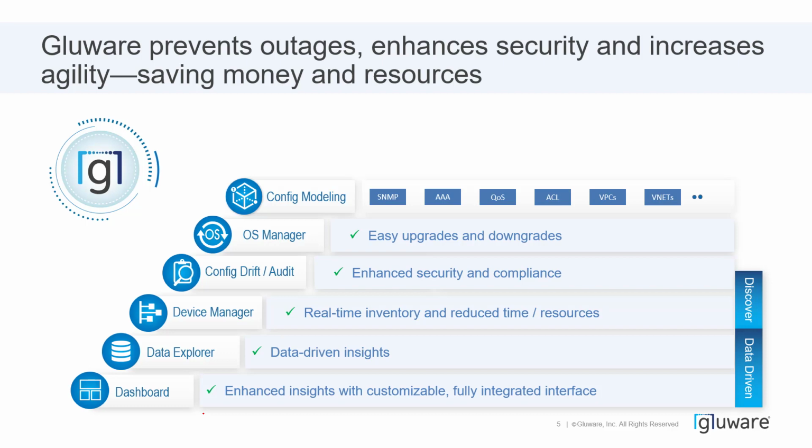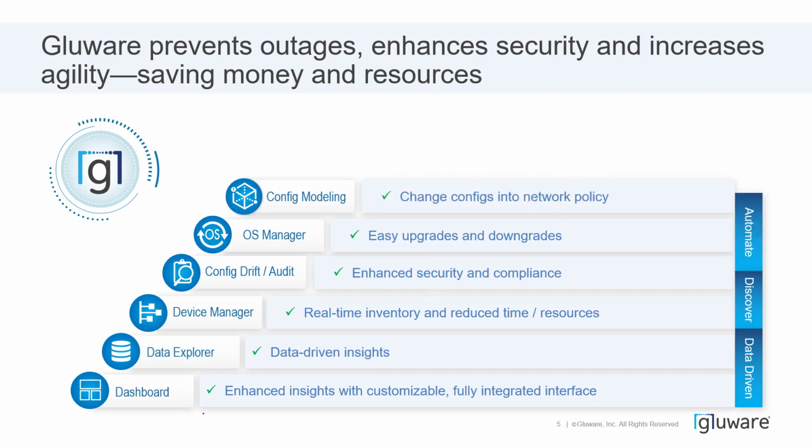The other piece I would mention with config modeling is we do have a powerful workflow called Intelligent Model Discovery. With Intelligent Model Discovery, we're able to point Gluware at a reference device like a branch router or top of rack switch and ingest the entire configuration and dynamically create automation policy. So with that, you have the very powerful ability to automate network configurations.